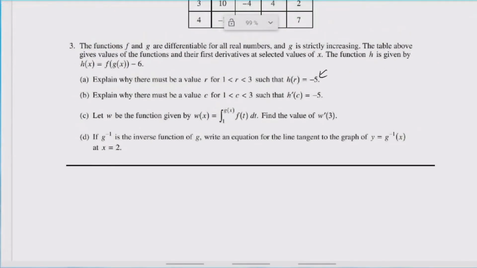So let's be using IVT really quickly. So what that means is we're going to find what is h of r. Sorry, let me pause real quick and adjust my mic. All right, I had to get that out of the way so I just wouldn't keep hitting it.